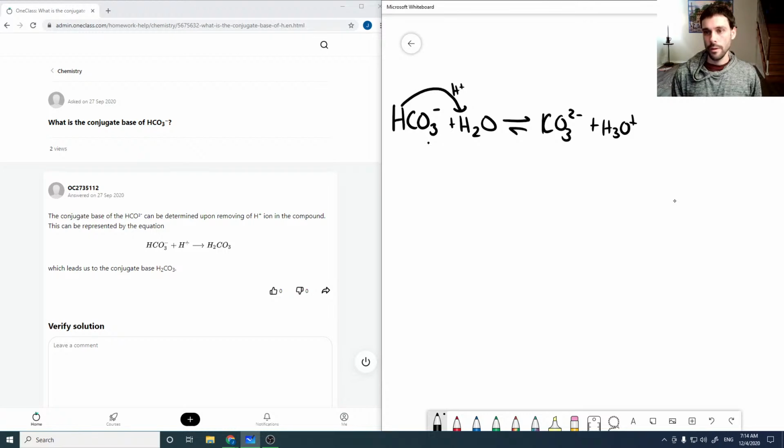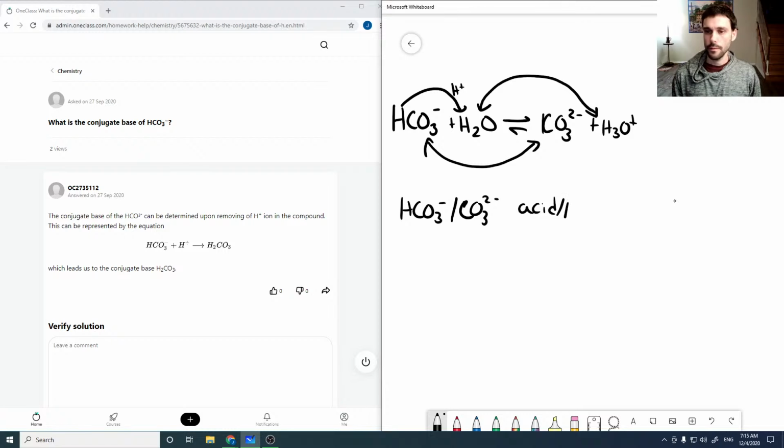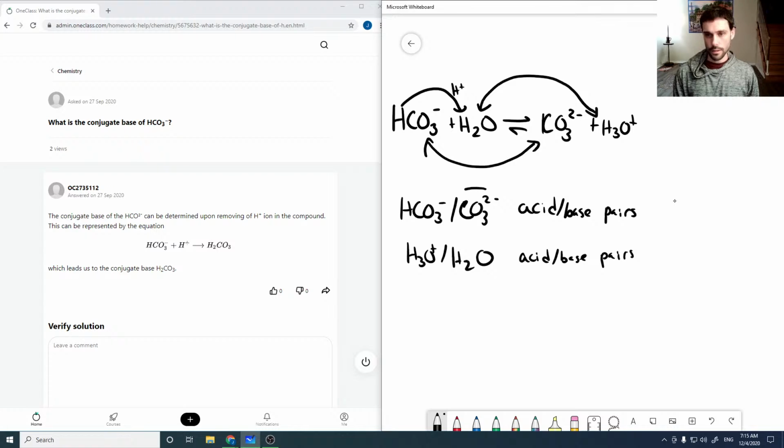And so these guys are acid-base pairs, and so are these. And so HCO3 minus and CO3 2 minus are acid-base pairs. And H3O plus and H2O are acid-base pairs. And we're looking for the conjugate base of HCO3 minus, so that would be this guy. So then CO3 2 minus is our conjugate base.